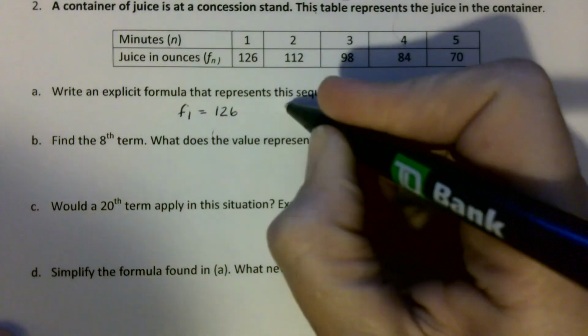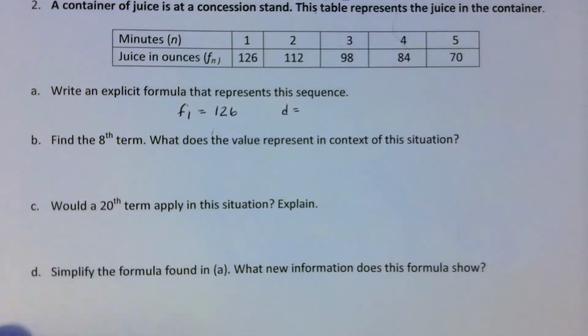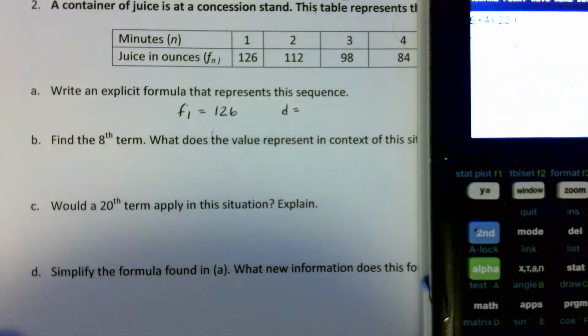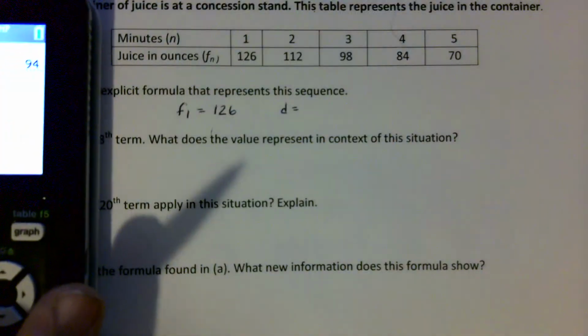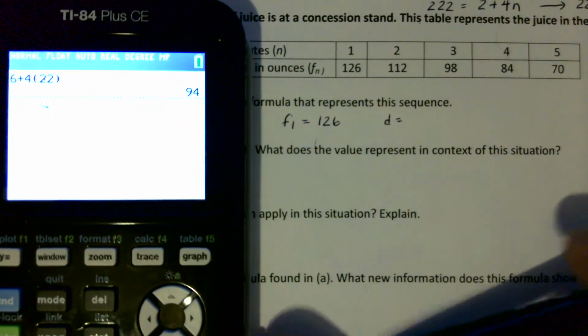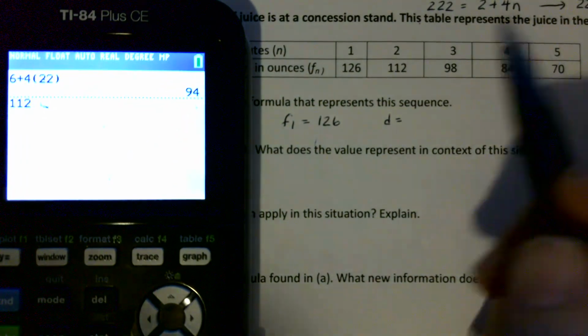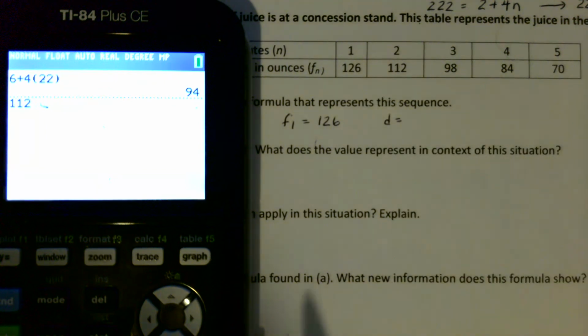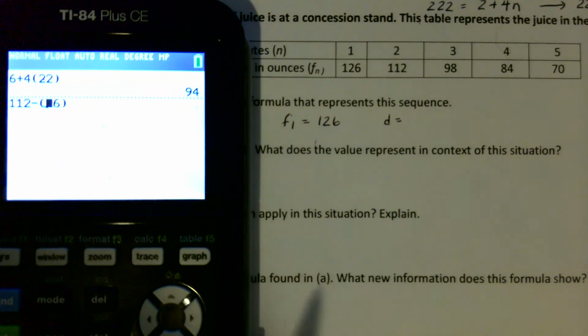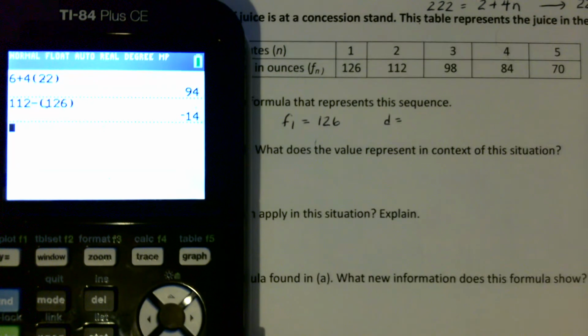We need to know our common difference. So remember, to find our common difference, we're going to take any one of these numbers. Say, for example, I take 112, and I subtract the previous number. So minus 126, and I get negative 14.